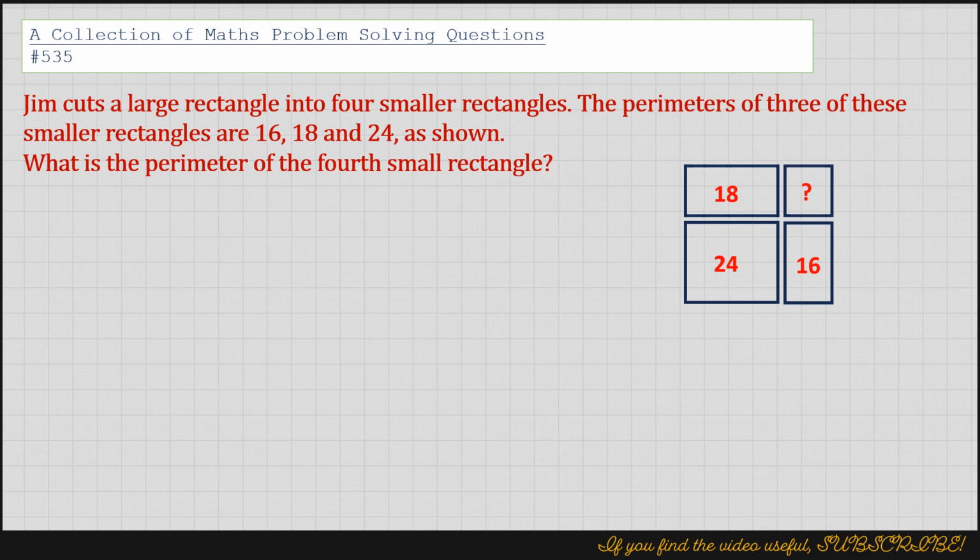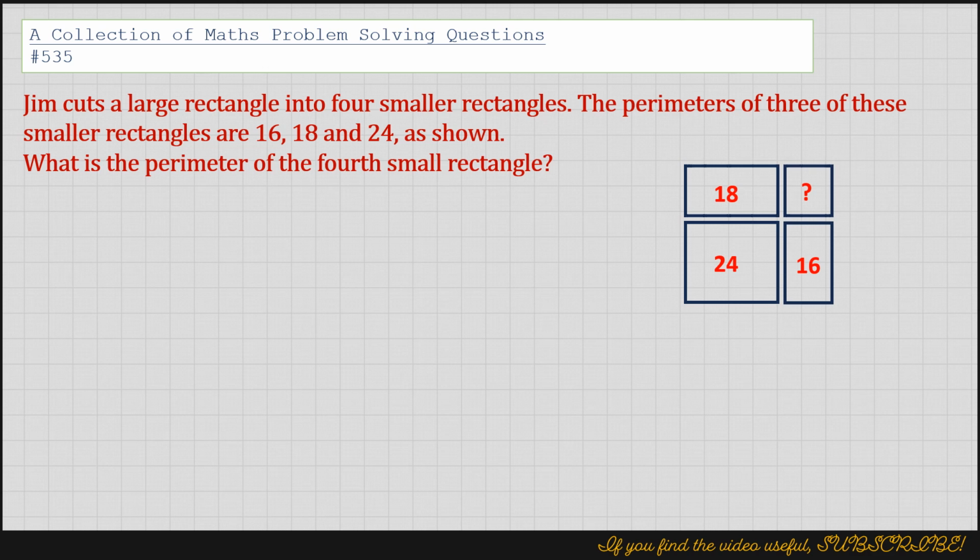Jim cuts a large rectangle into 4 smaller rectangles. The perimeters of 3 of these smaller rectangles are 16, 18, and 24 as shown. What is the perimeter of the 4th small rectangle?